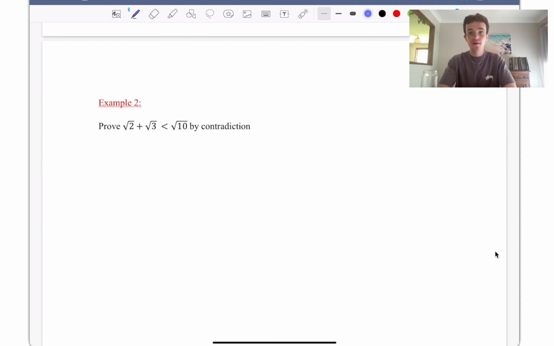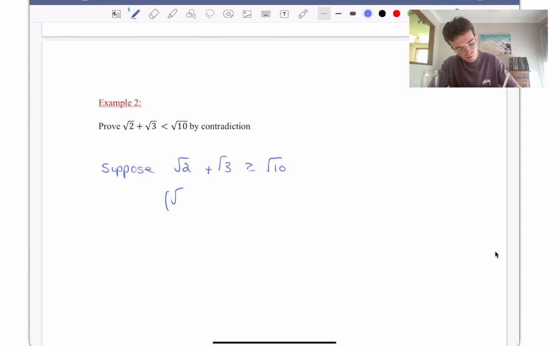These questions I think are really cute. I love them, and it's really where proof by contradiction comes to shine. So, prove that root 2 plus root 3 is less than root 10 by contradiction. Let's suppose that the opposite is true. Let's suppose that root 2 plus root 3 is greater than or equal to root 10. Well, that would imply that (root 2 plus root 3) squared is greater than or equal to 10.